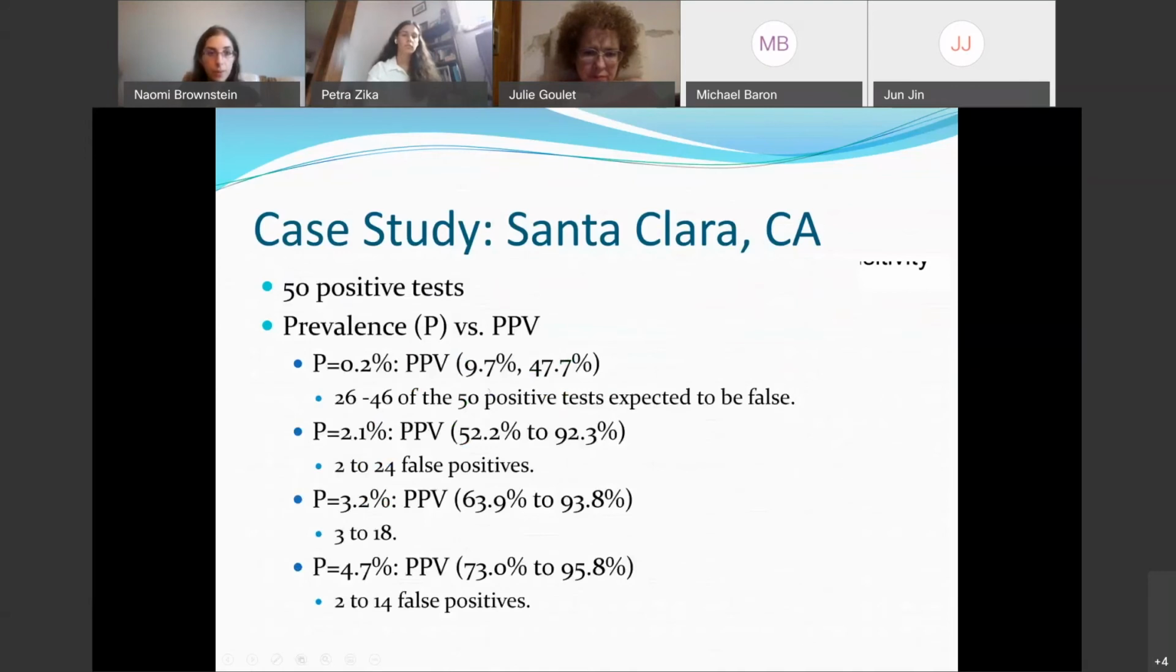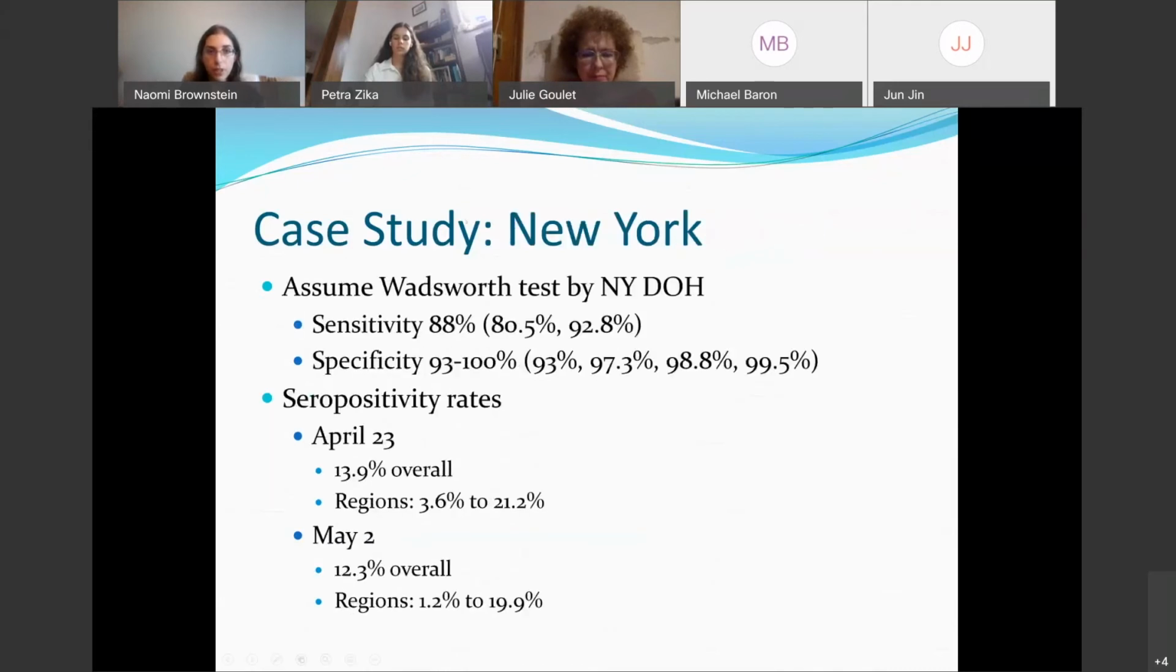estimates. So you can see there were 50 positive tests here. So if we were to think backwards, what's the positive predictive value? How many tests are expected to be false? It ranges from very few, 2 to 14 out of the 50, to almost all of them, 26 to 46. So again, very wide range of how confident we are in estimates of the positive predictive values, as well as how many of those positives are expected to be true positives.